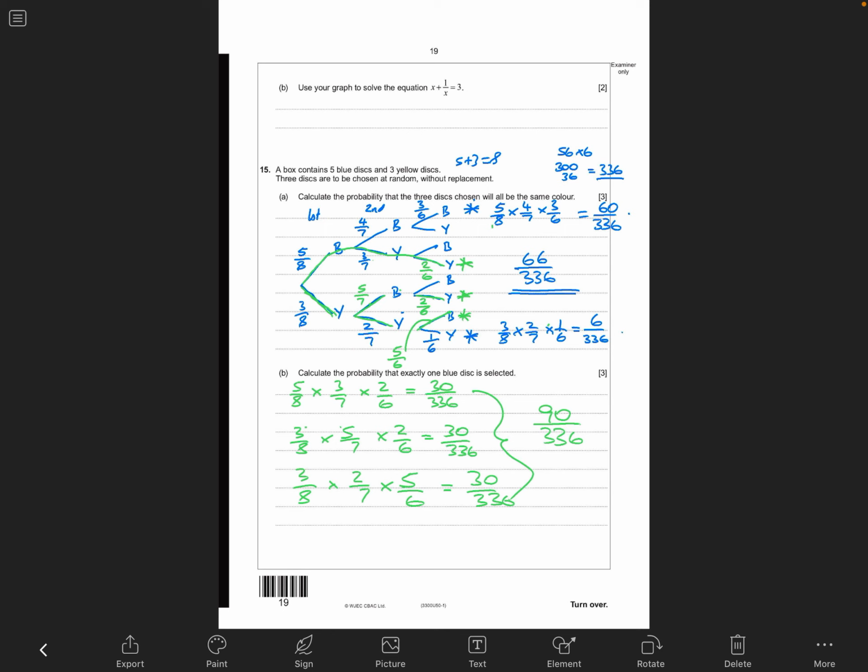Quite a lot of work writing in that one. I think you just need to be very methodical and take your time with it, but you've got quite a bit of time to do that.